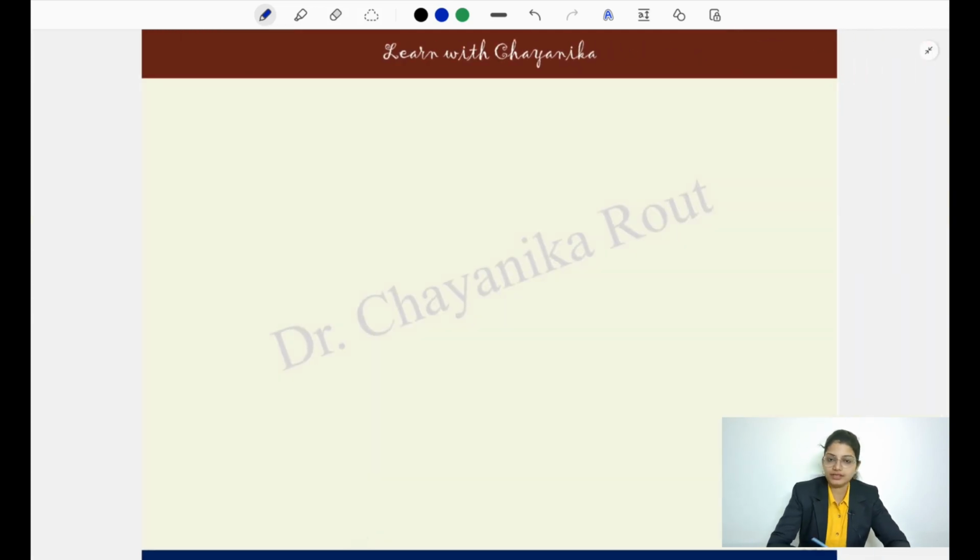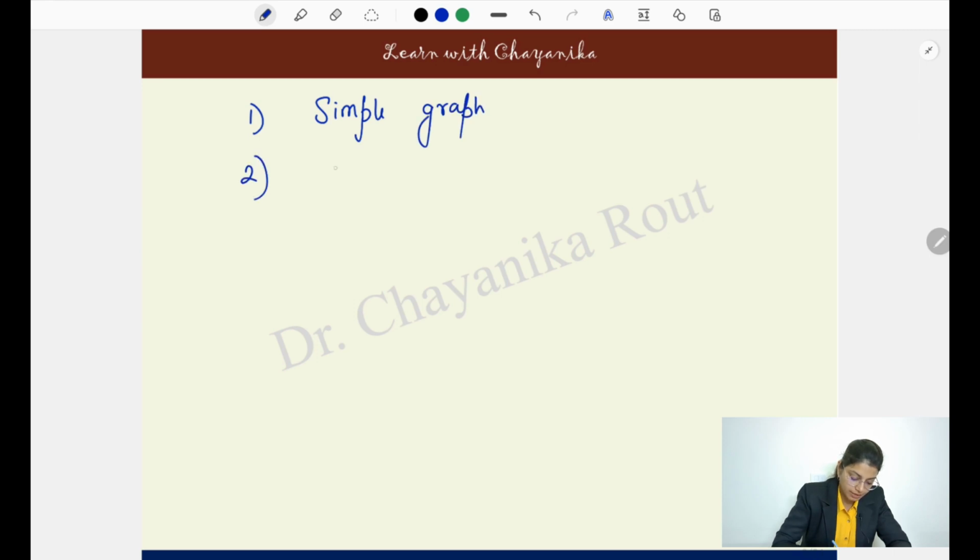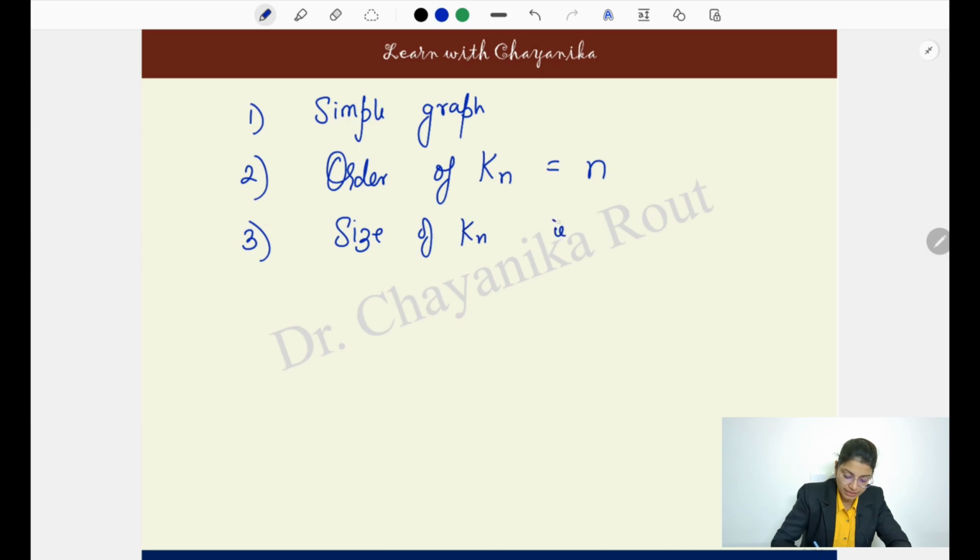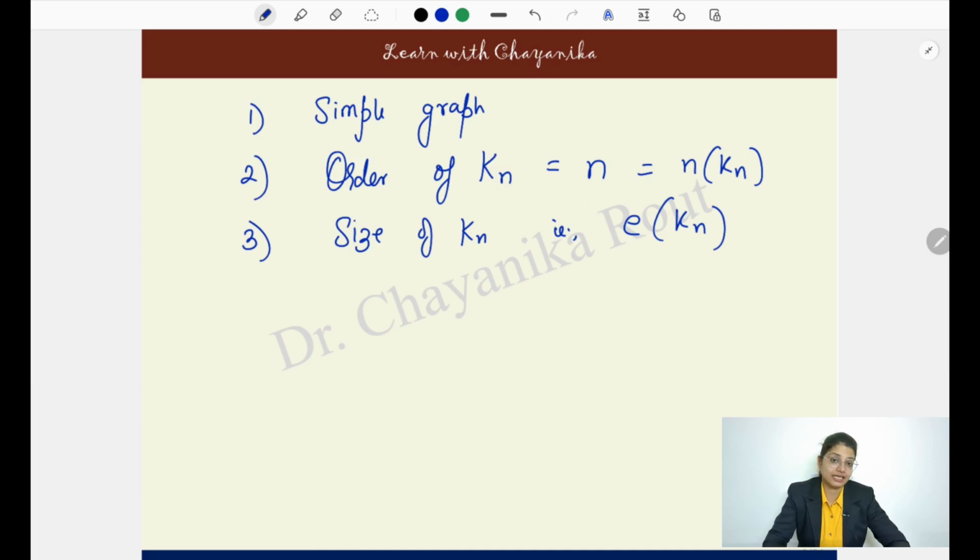Now some key points that I should list down to remember while dealing with complete graphs. First point is, complete graph is simple graph. Second point is, the order of a complete graph is n. Now size of the complete graph, size of Kn, that is E(Kn). Order of the complete graph Kn is n(Kn), that is how we denote the order, right? So what is E(Kn)? That is the size of a complete graph. Now whenever we deal with a complete graph, it is unique. Given a value of n, the order of the graph, the complete graph is a unique graph.